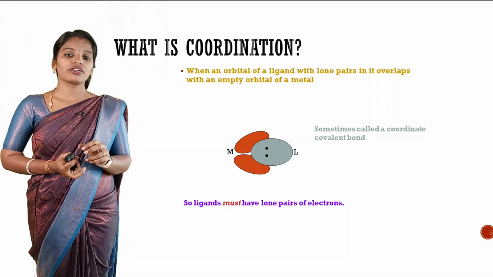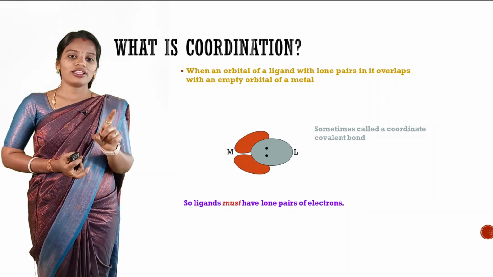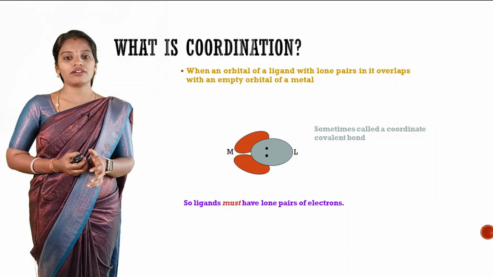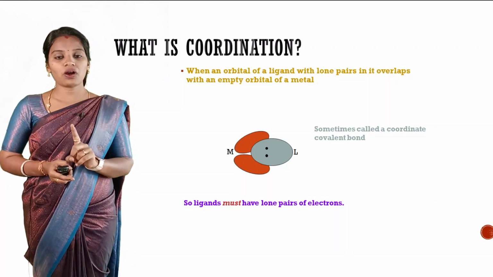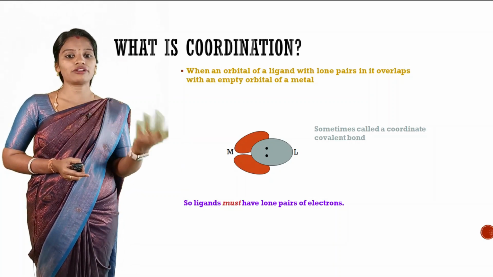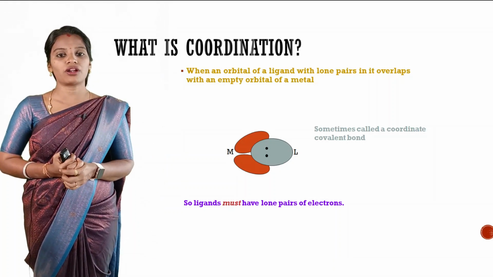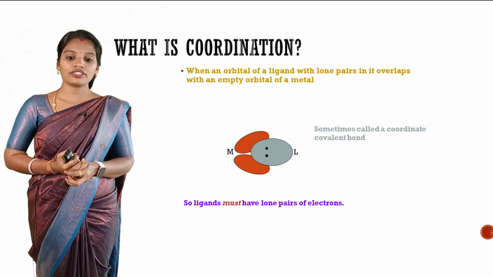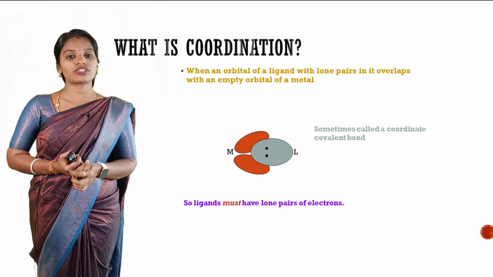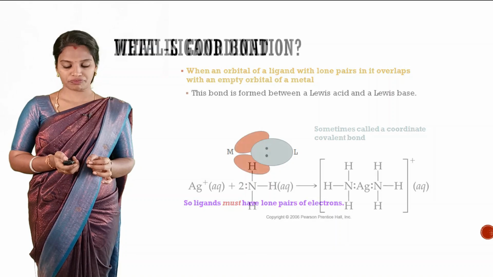Coordination covalent bond: two centers, one is the metal, another is the ligand. The metal has no lone pairs of electrons in its outermost orbital, whereas only the ligand has two electrons. These two electrons are donated to the central metal atom, and then it will form a dipolar bond, or we call it a coordination covalent bond. So from this it is very clear that the ligand must have lone pairs of electrons in its outermost orbital.